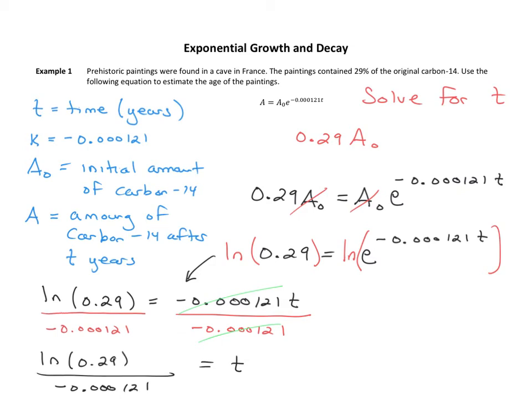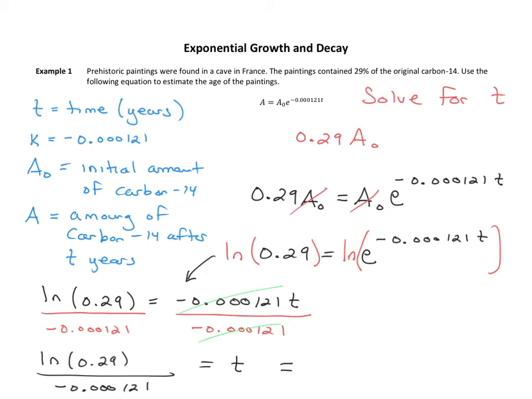0.000121. Now, not a very useful number. I'm going to put that into my calculator and see what it approximately equals. So it's the natural log of 0.29 divided by negative 0.000121.